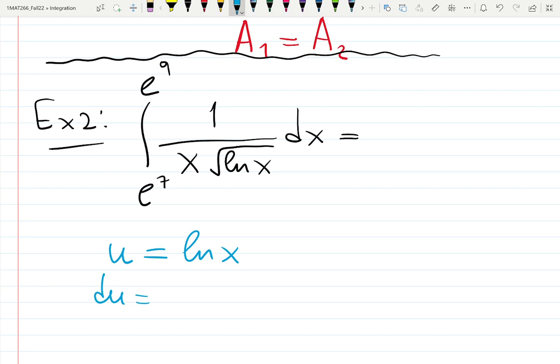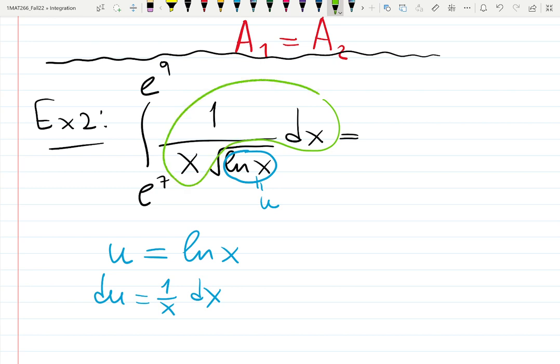Let's see, du is 1 over x dx, perfect. Check how beautiful it will be. This becomes u, whatever is inside of the square root, and this piece is a perfect du. You don't even have to do anything. Perfect du.